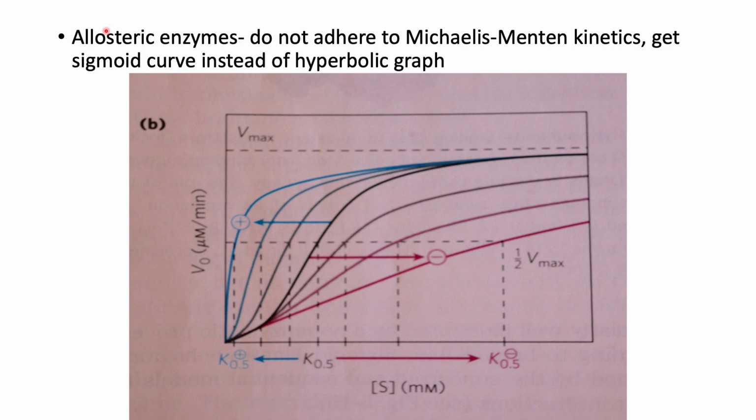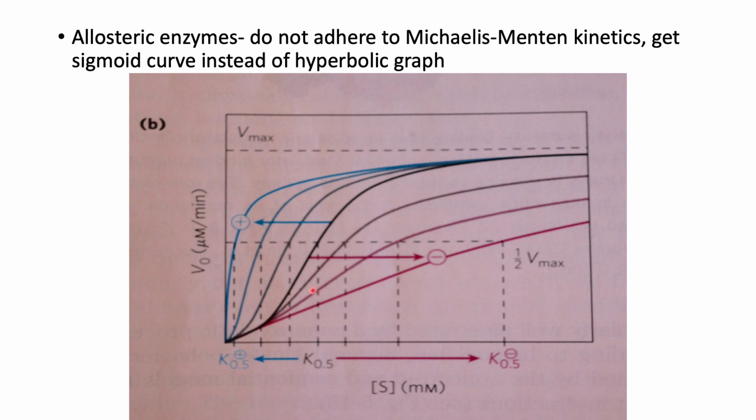So when you look at allosteric enzymes, they don't adhere to Michaelis-Menten kinetics at all. You get a sigmoid curve instead of a hyperbolic graph. So we looked at, for example, these examples that we showed earlier, where with the increased amount of substrate, the velocity approaches Vmax. But with allosteric enzymes, you get more of a sigmoid curve where it'll go up like this.